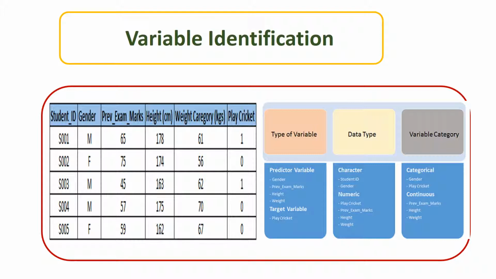In data analysis, we consider only categorical variables and continuous variables. Comparing this, we have categorical variables gender and play cricket. Even though play cricket is in the numerical data type in the original data set, for our analysis it needs to be converted into a categorical variable. In the predictor variables, previous exam marks, height and weight are continuous variables. Based on these categories, we can use different analysis methods.